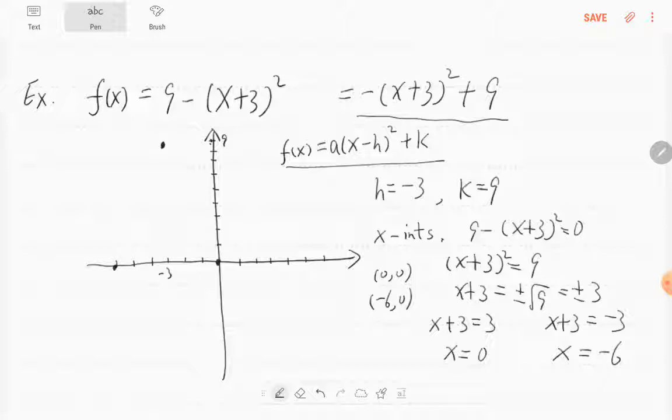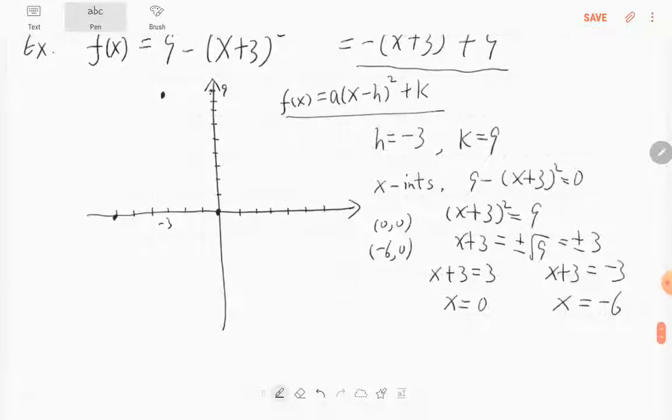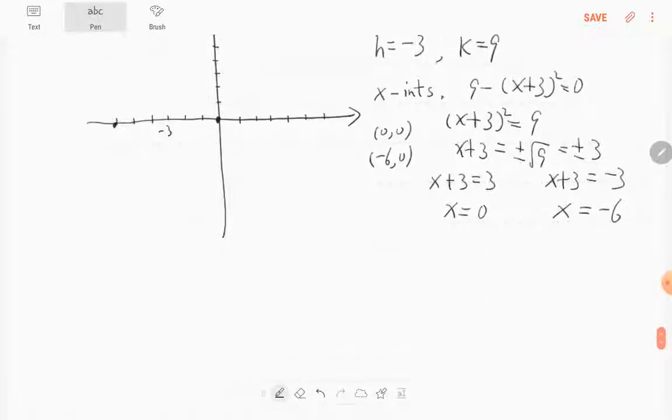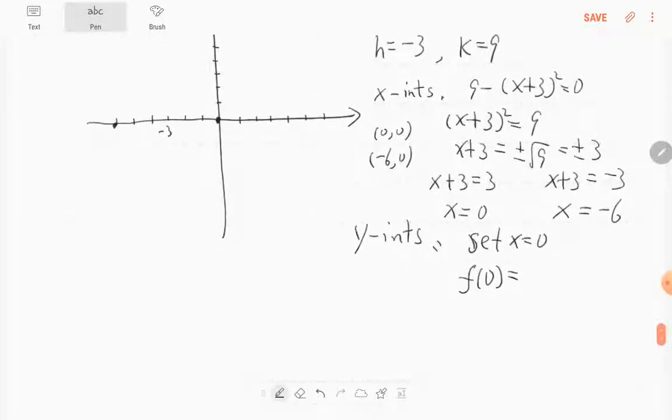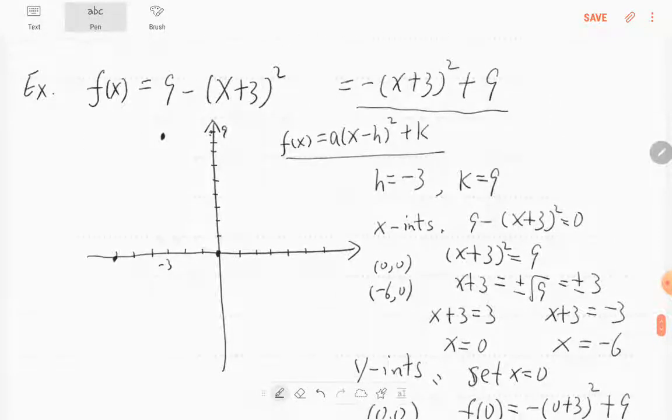So what about the y-intercept? For the y-intercept, we set x equal to 0. So in other words, we need to know what is f of 0. For f of 0, you plug in x equals 0, so it becomes negative (0 plus 3) squared plus 9. So this would be negative 9 plus 9 equals 0. So in other words, 0, 0 is also the y-intercept. So 0, 0 is here. The x-intercept and the y-intercept coincide.